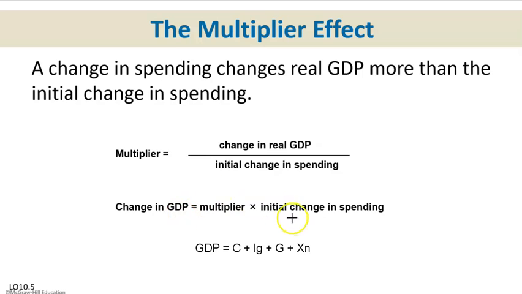Or sometimes we use this formula the other way around. So let's say we want our GDP to increase by 100 billion. We know our multiplier is 5. We can say, well, the government can increase their spending by 20 billion, and we'll get the change in GDP that we want.